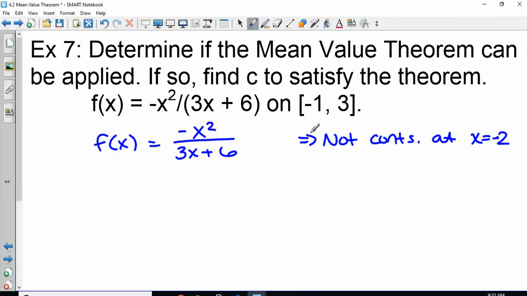Is that an issue here? No, because -2 isn't in the interval. So my first condition, it works. It is continuous on -1 to 3.